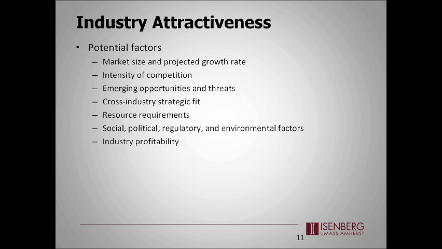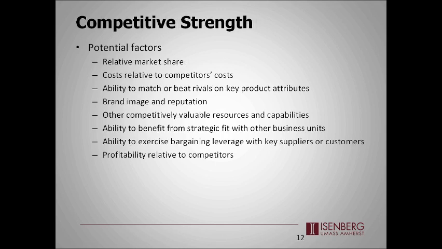Slide 11 is meant as a reference for conducting an assessment of industry attractiveness for the 9-box matrix. That assessment might look at a number of different factors, including market size, expected growth rate, industry profitability. And slide 12 is a reference for assessing competitive strength of the business unit. Relative market share and relative profitability are two potential factors to include in a competitive strength assessment.